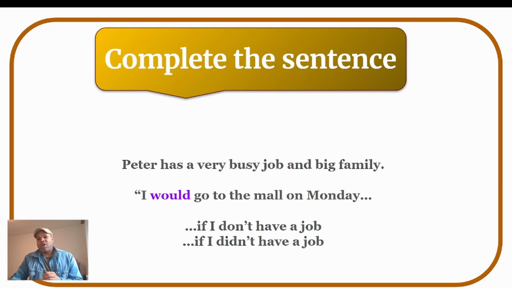Let's look at the second example. Peter has a very busy job and a big family. He says, I would go to the mall on Monday. How do we complete this sentence? Do we say, if I don't have a job? Or do we say, if I didn't have a job? Well, Peter uses I would go. This shows it's not possible for Peter to go to the mall. So we need a condition that's also impossible, improbable, or purely imagination here. So is that if I don't or if I didn't?